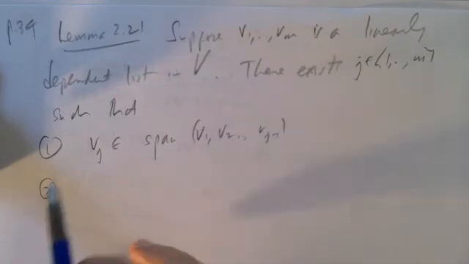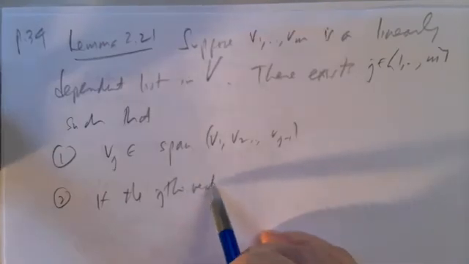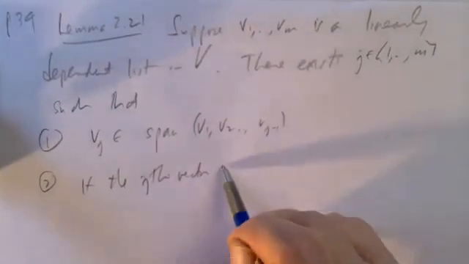And second, if the jth vector V sub j is removed from the list V1 up to Vm, the span of the remaining vectors doesn't change. So the span of V1 up to V sub m is equal to the span of V1 up to V sub m with V sub j removed. Right?